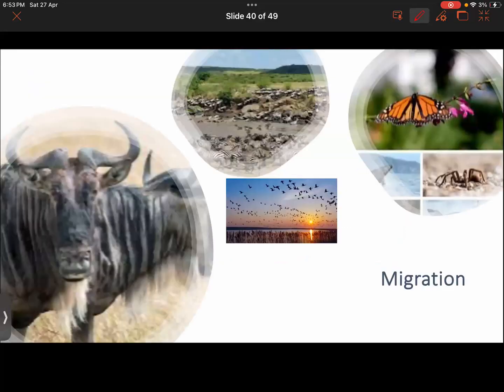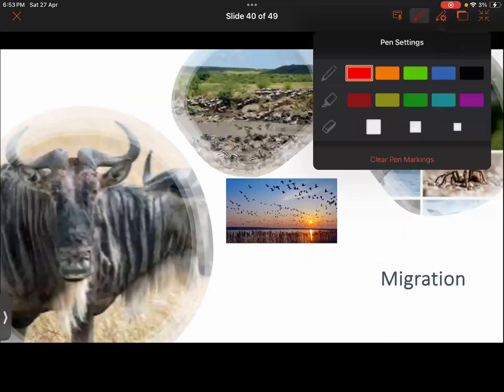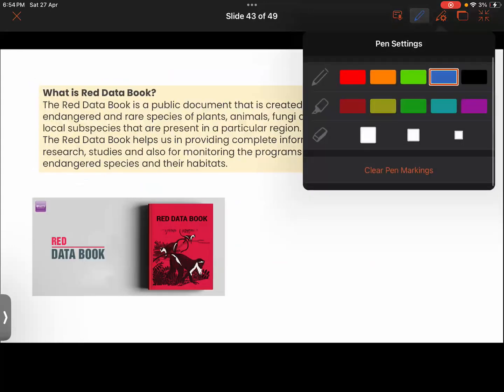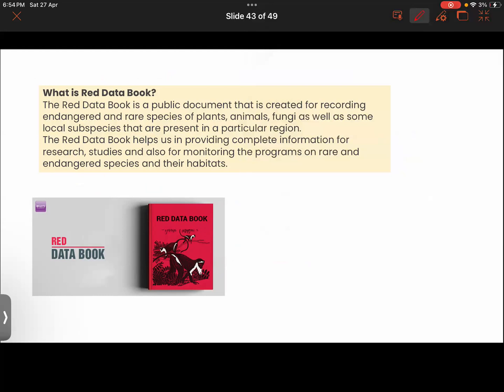Okay, not only is it helpful in conservation, but it is helpful in agriculture as well. Getting it? Okay. Now let's discuss migration. There are some organisms that would be migrating. Before migration, there is another important thing. Let's first of all talk about what a red data book is.